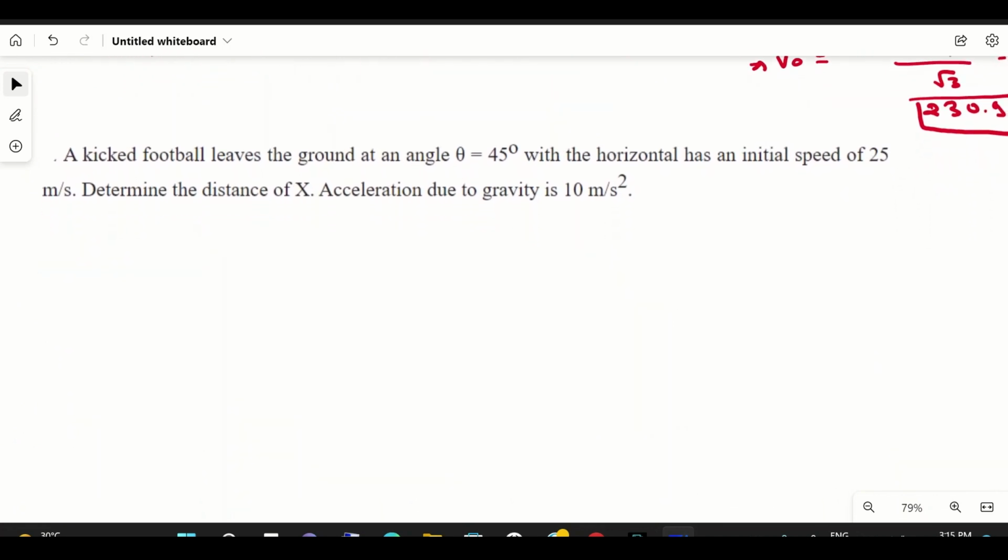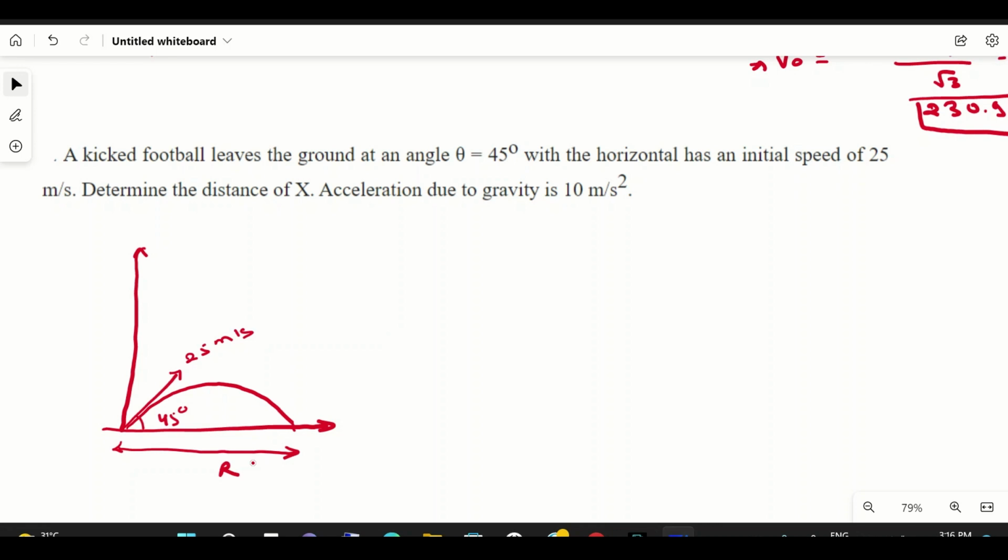A kicked football leaves the ground at an angle of 45 degree. So this angle is 45 degree with horizontal. Initial speed of 25 meter per second. So V is 25 meter per second. Determine the distance X. Acceleration due to gravity is 10 meter per second square. So we have to find the X distance, which means the maximum range.